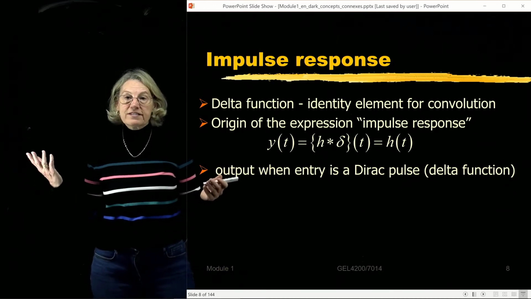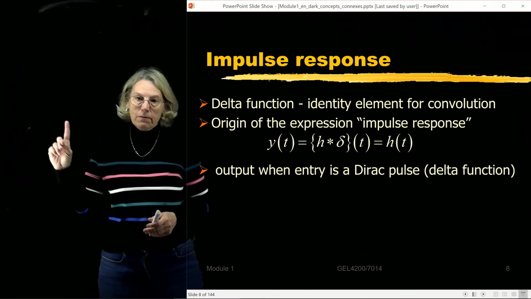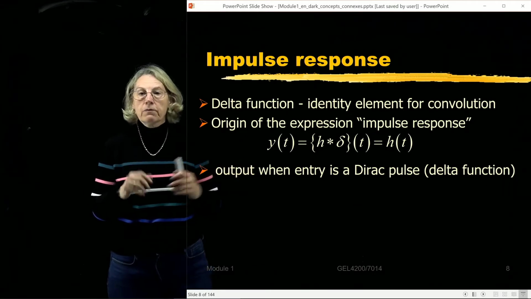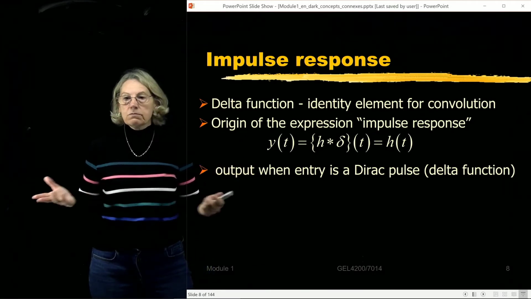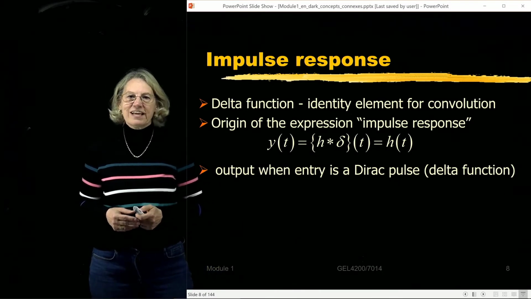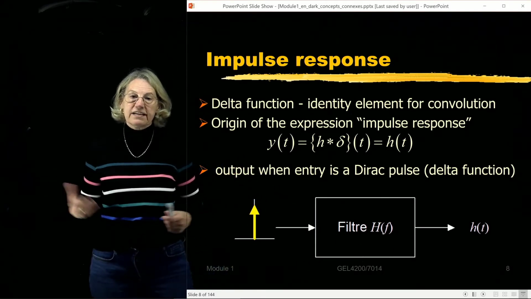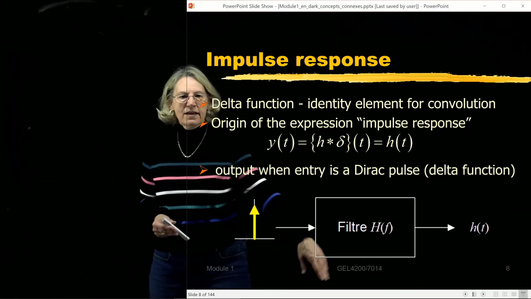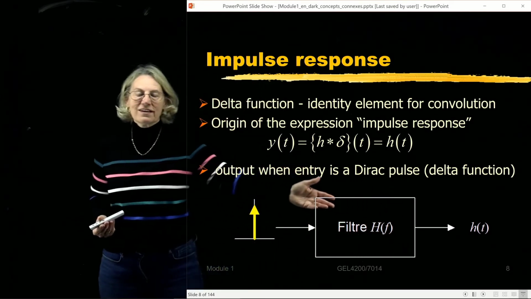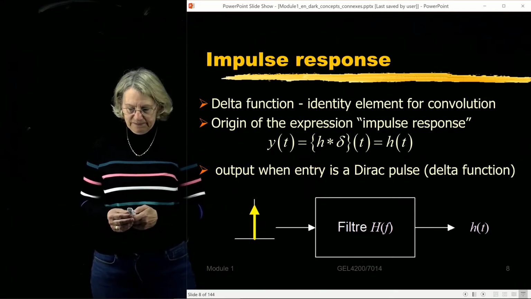So in the laboratory, for instance, that would be a way of characterizing my system experimentally. I could input a very, very short pulse, and measure at the output the time domain response. So the output, when the input is a delta function, is by definition the impulse response of the system. And here's a little block diagram that gives the idea of that. Impulse in, a filter which we can represent in the frequency domain, and at the output we would observe the time domain impulse response.